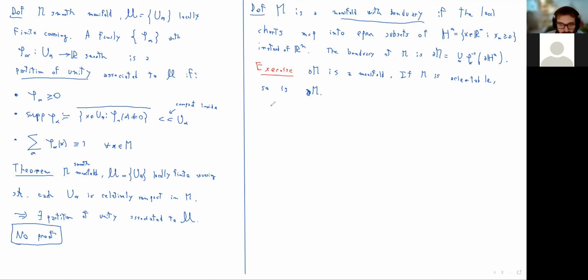Okay, so this concludes our recall about manifolds per se. And now I would like to recall another few facts about constructions that we can do with manifolds, in particular with their functions. And so we will now talk about structure sheaves, tangent bundle, and differentials.